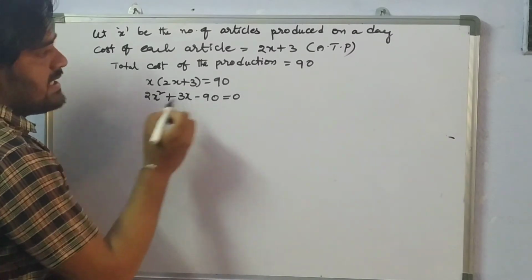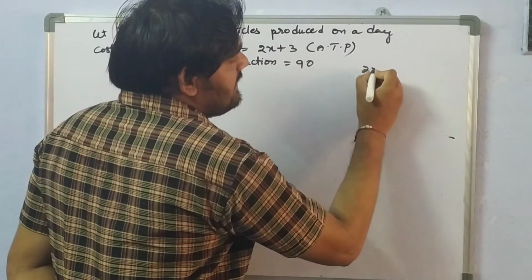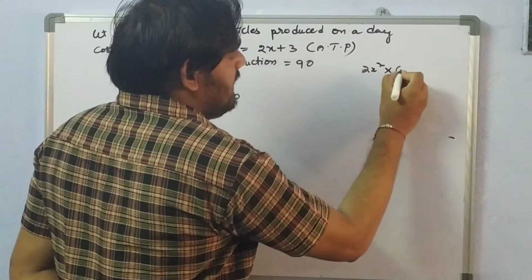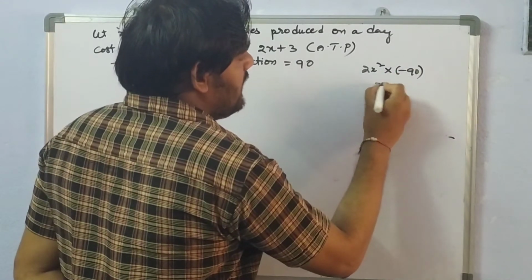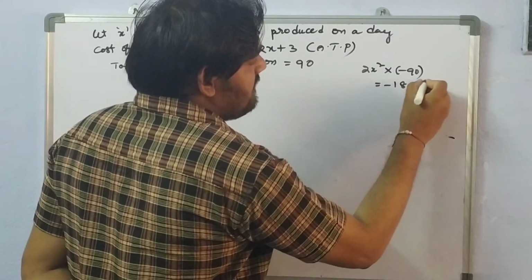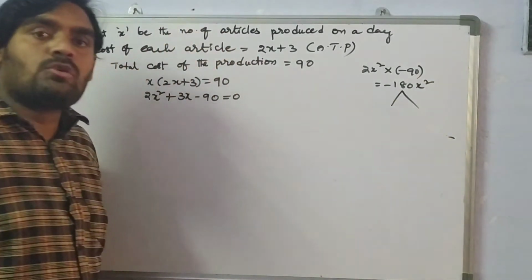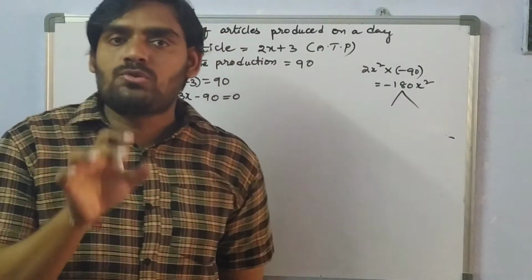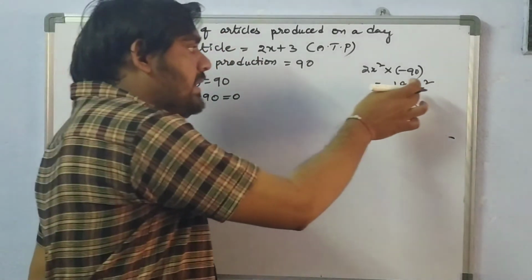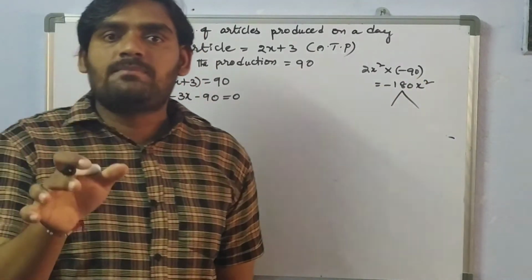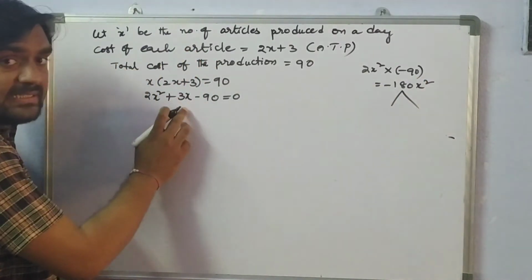Now, take the first term and the last term. So that is 2x square into minus 90. If you multiply, you will get minus 180x square. See, if you take two terms, when you multiply those two terms, the product should be equal to minus 180x square. When you add those two terms, the sum should be equal to plus 3x.